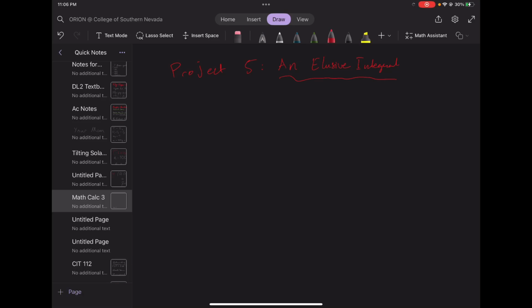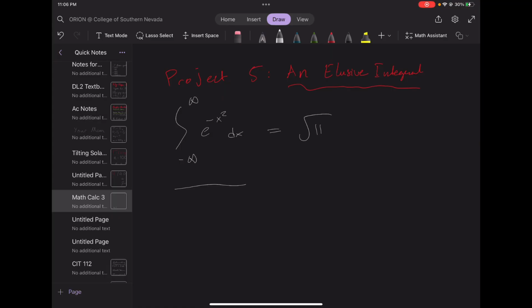Hello, this is my presentation for my project number 5 for my math course of Calculus 3, an elusive integral. So for our project here, we were discussing this integral. And we were trying to figure out how we got the answer to this said integral.